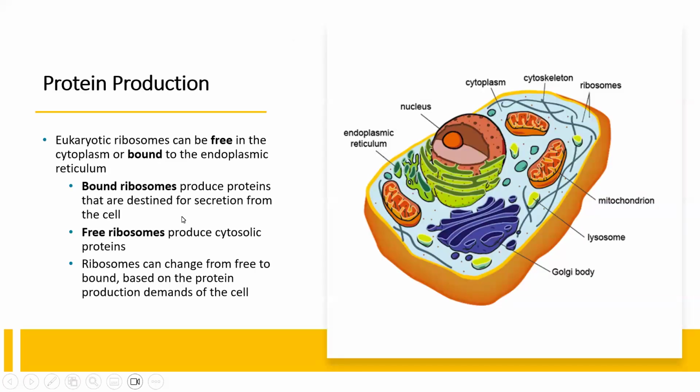All right. Now, their primary goal is protein production, but they can be free or bound. That means they can be in the cytoplasm or they can be on the endoplasmic reticulum. The ones on the endoplasmic reticulum, which we're going to call the ER, produce proteins that are probably going to be secreted from the cell, while the free ribosomes in the cytosol are going to be used for making cytosolic proteins. The localization of ribosomes can change between being free or bound, depending on the needs of the cell.